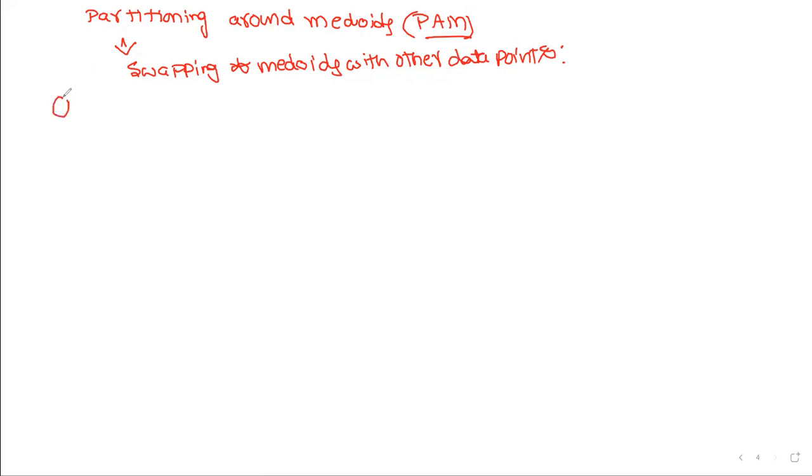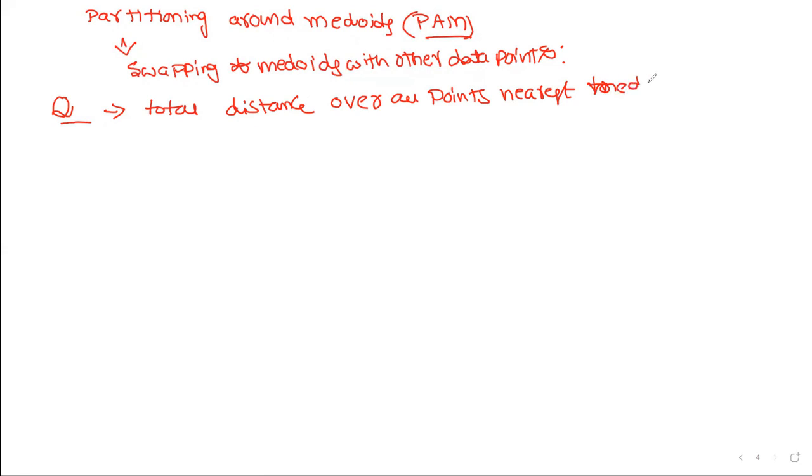By this, the quality of a cluster is to be calculated. For example, if Q is the quality of a cluster, how are we calculating it? Simply based on the distance. The quality of a cluster Q is calculated as the total distance over all the points to the nearest medoid. This is the way we will calculate.